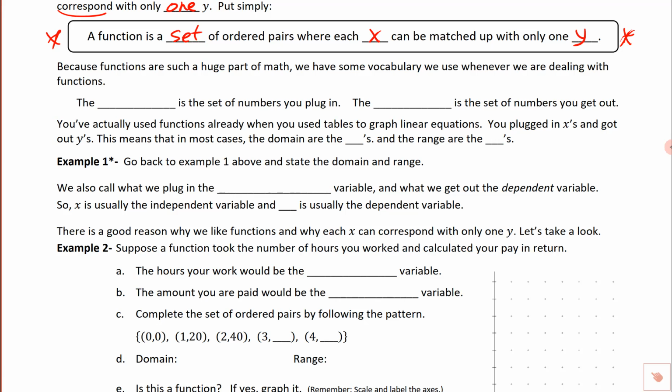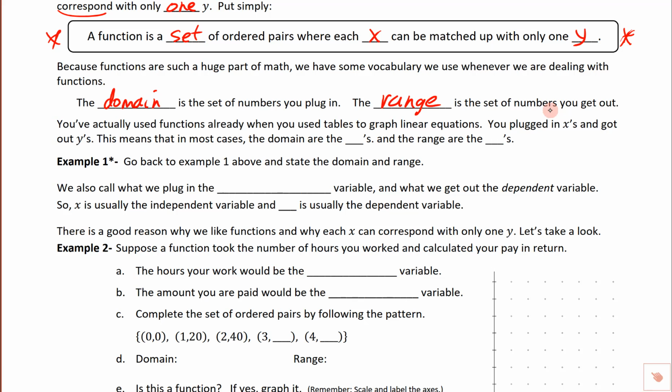So the first thing we're going to talk about is the domain. So write domain here. The domain is the set of numbers that you plug in. So if we put something into a function and then it does some math to it, we call the number that we plug in part of the domain, and we call the number that we get out the range. So we're going to have domain and range. Domain is the set of numbers you plug in, and the range is the set of numbers that you get out.